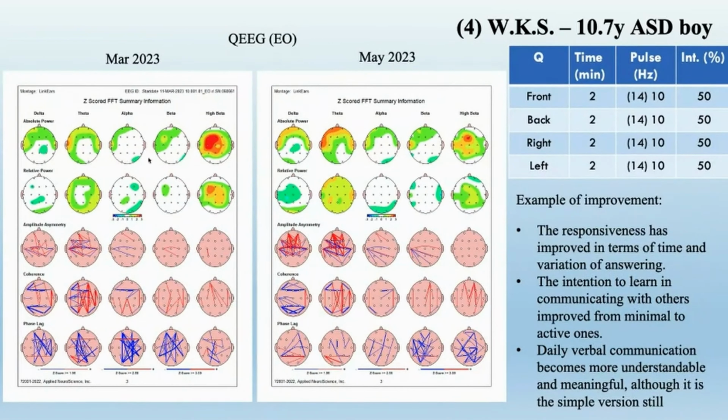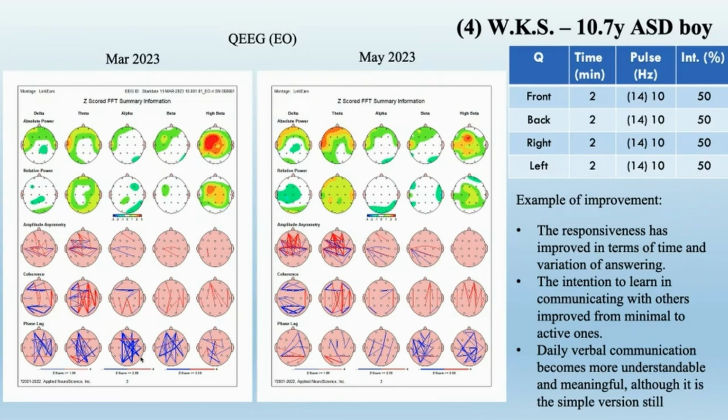Because I cannot find a very low underactivated alpha on the QEEG map, I use 14 hertz and 10 hertz. Step one is 14 hertz, step two is 10 hertz, with the intensity at 50 for 2 minutes only. So this strategy, when I find overactivation of high beta or beta, I will use to adjust, to help move the resources from the high to the lower frequency like alpha.